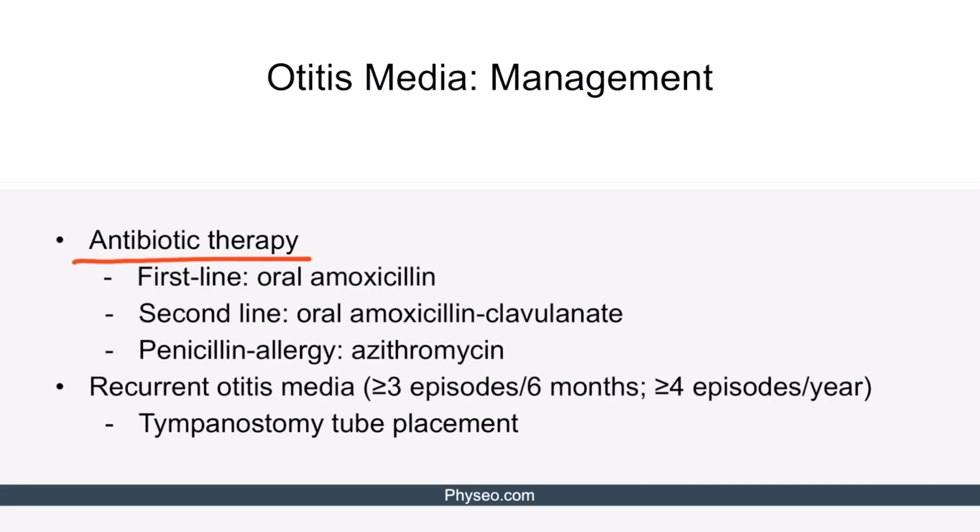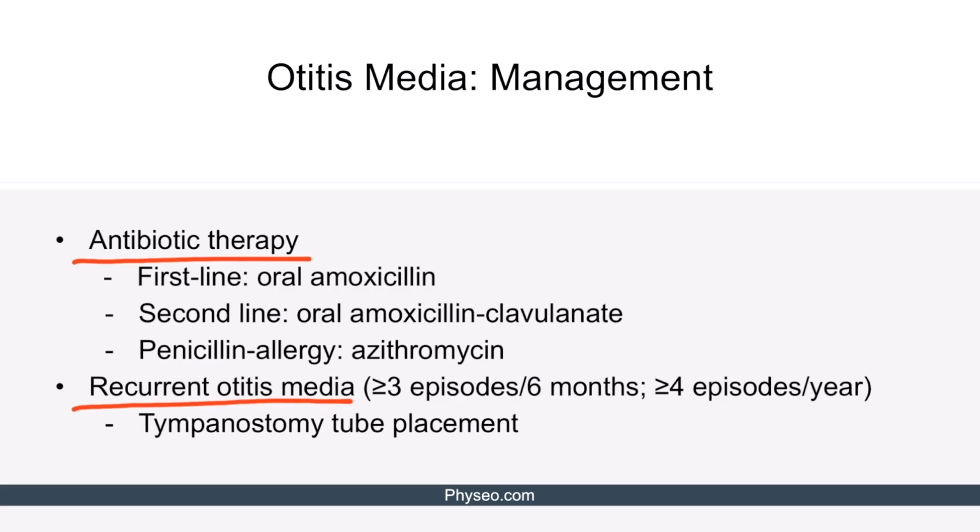Let's also briefly review the management of recurrent otitis media. Recurrent otitis media is diagnosed when the patient has at least 3 episodes within 6 months or at least 4 episodes within a year. Recurrent otitis media is treated with tympanostomy tube placement. This surgical procedure places tubes through the tympanic membranes to drain the pus out of the middle ear.